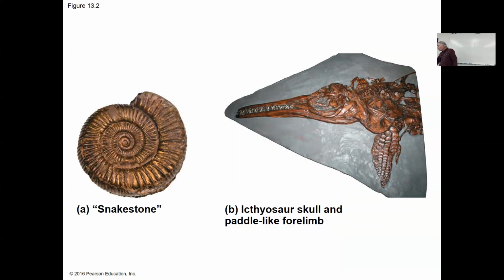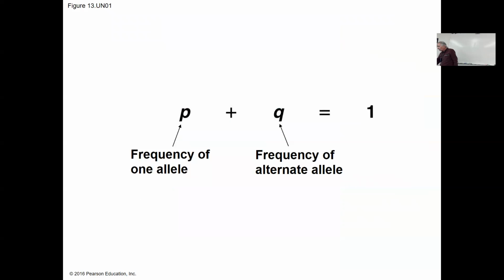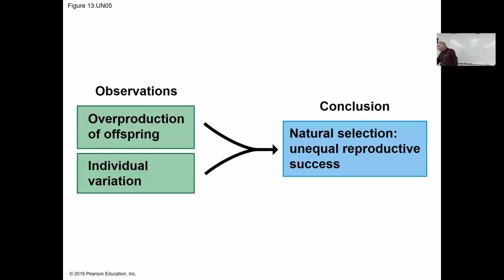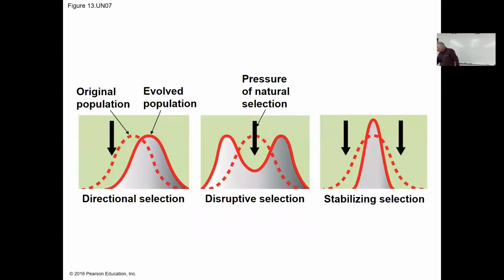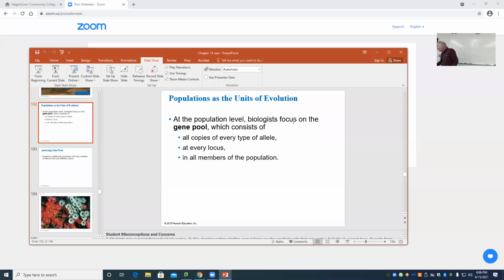Okay, that's it. So we're just back to figures now of earlier stuff that we looked at. So overproduction of offspring, individual variation, natural selection, unequal reproductive success. Hardy-Weinberg, different forms of natural selection: directional selection, disruptive selection, stabilizing selection. And that's it. So we're done. This is going to be 106 Evolve 4. And we're done with chapter 13.